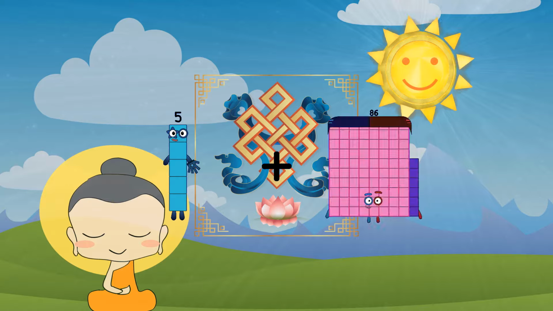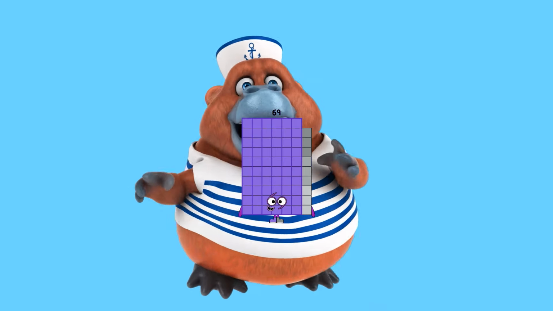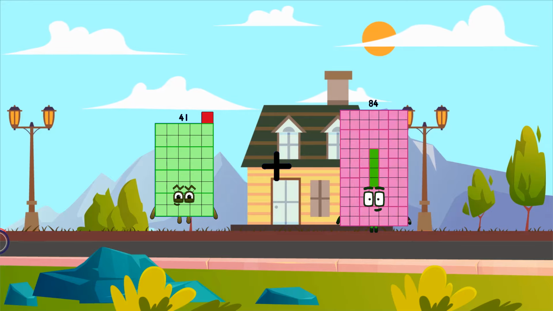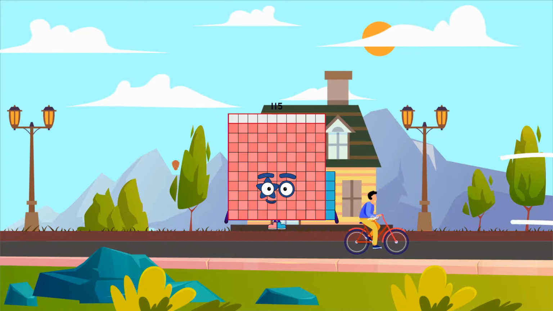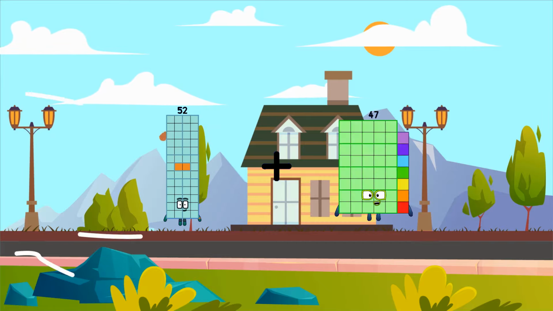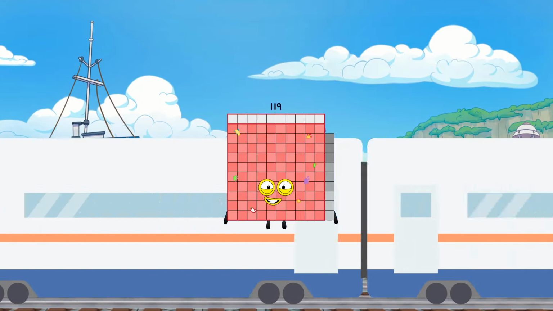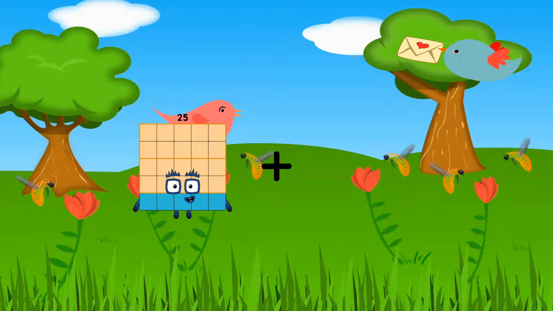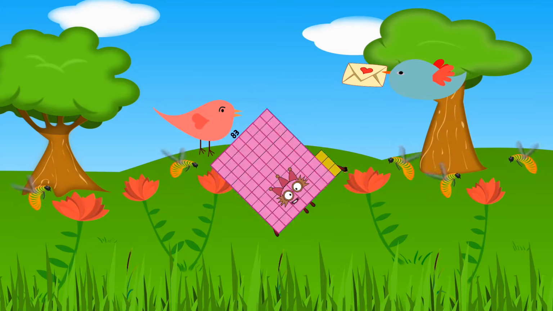5 plus 64 equals 69. 41 plus 74 equals 115. 52 plus 67 equals 119. 25 plus 58 equals 83.